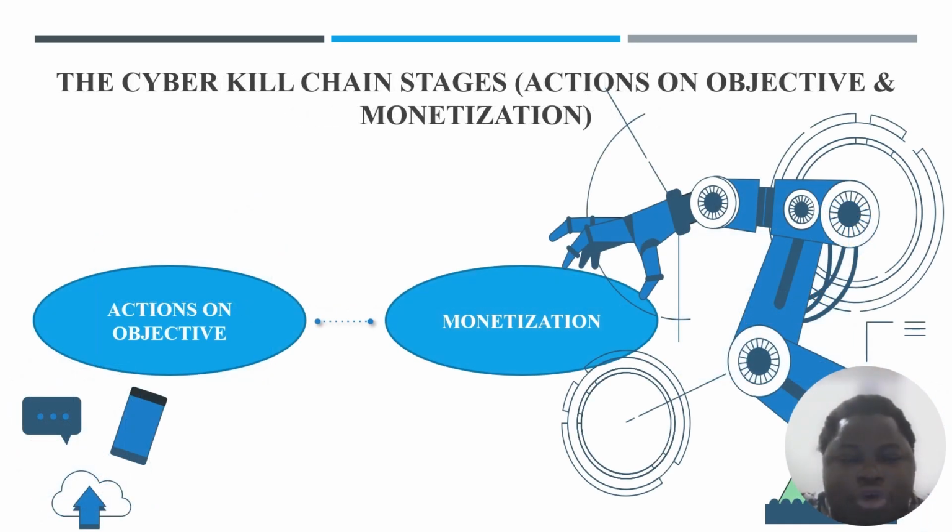Next, we have the actions on objective phase. Once the attacker or intrusive party has obtained continued access, they eventually take action to achieve their goals, such as ransomware, encryption, data theft, or even data erosion. In other words, attackers complete their initial tasks, such as data exfiltration, data destruction, or encryption.